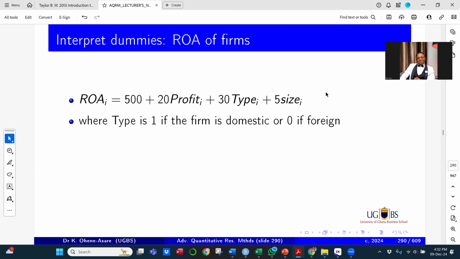Now, the type of the company is 1 if the firm is domestic, or 0 if the firm is foreign. Who can interpret type?